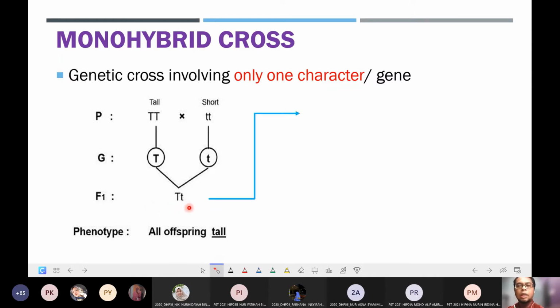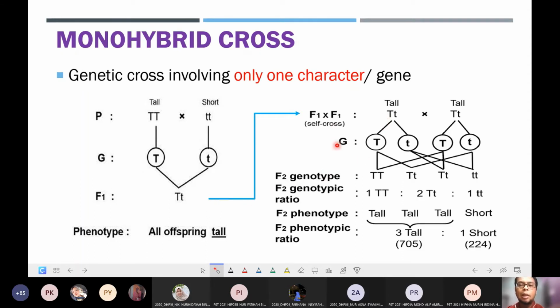Mendel continued with the self-cross, in which Mendel took one individual from this F1 generation and crossed it with another individual from the same generation. So F1 crossed with another F1 individual, and this will be the gametes from this heterozygous individual, in which one type of gamete will contain this capital T allele, the dominant allele, and another one will have this small t allele, the recessive allele. The same goes for this other individual. So if we cross all these gametes together, then we will get this F2 generation.